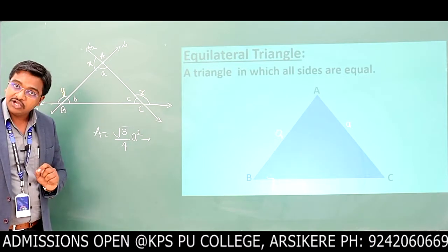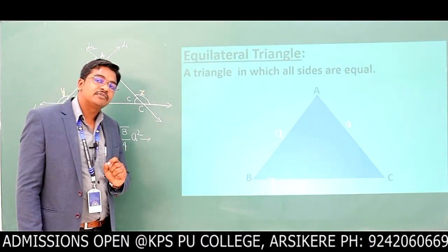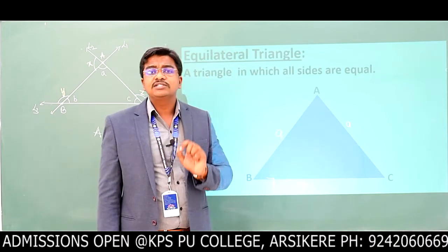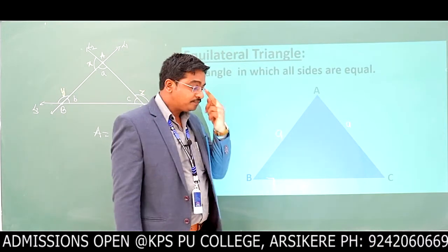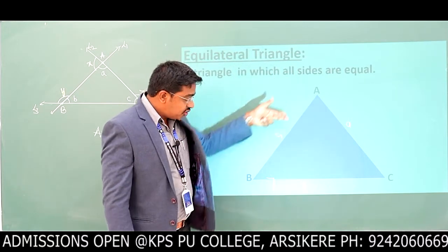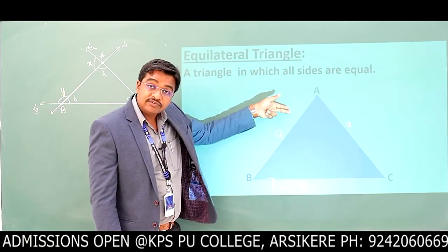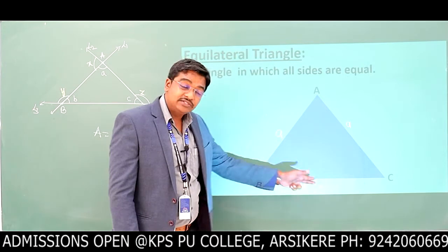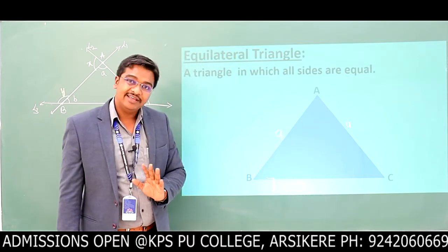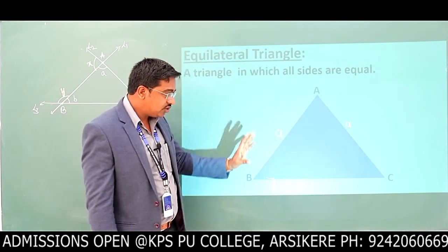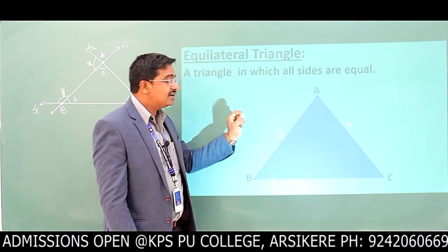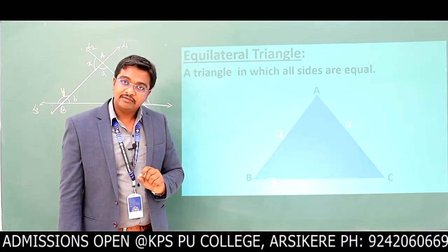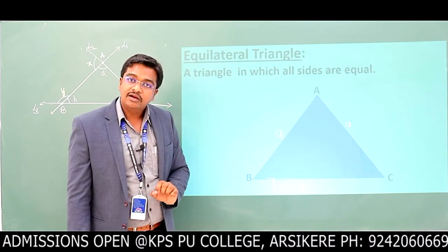All sides are equal. Example can be asked: show that the three vertices represent the equilateral triangle. Then we have to show that distance from A to B is equal to B to C is equal to C to A. If they are equal, then triangle is called, what we call as an equilateral triangle. This is equilateral triangle.